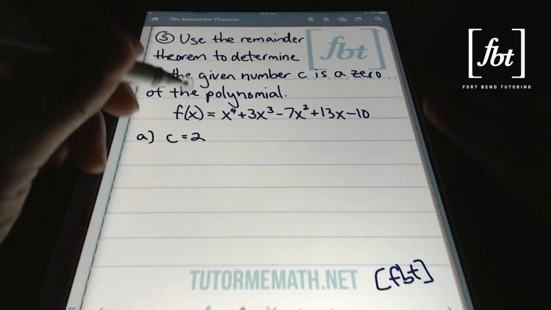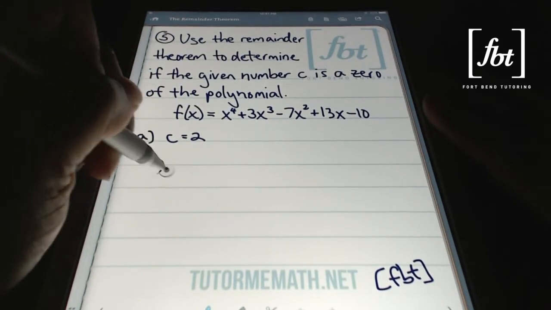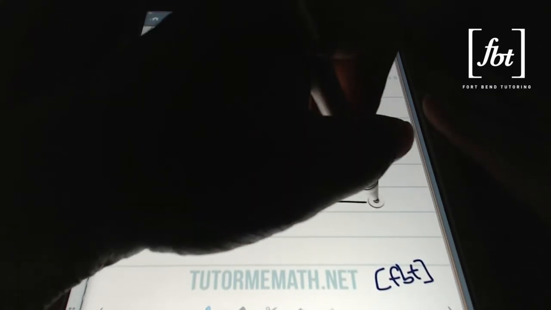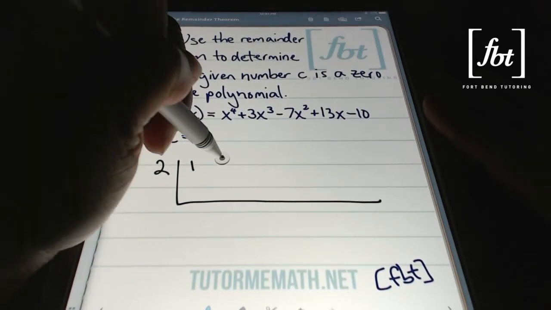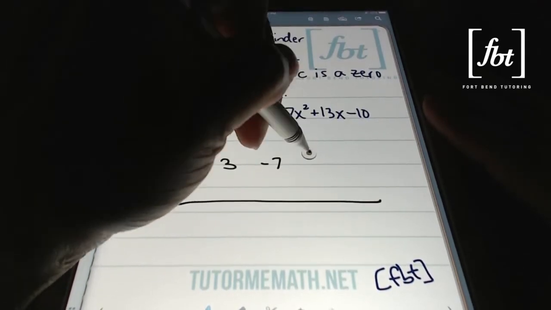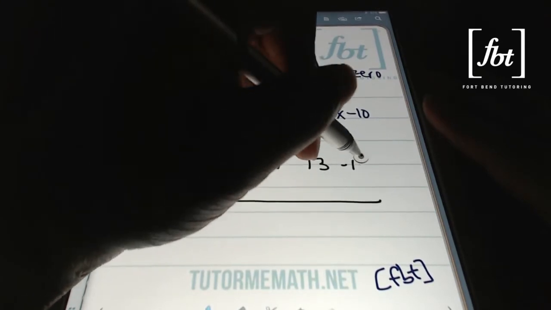We have our 2, and we'll be placing this 2 on the outside of our synthetic division here. We'll use our coefficients of 1, 3, negative 7, 13, and negative 10 here.